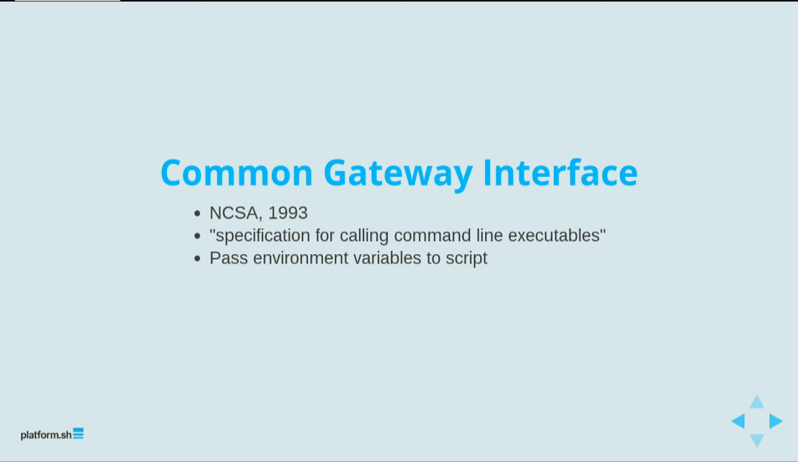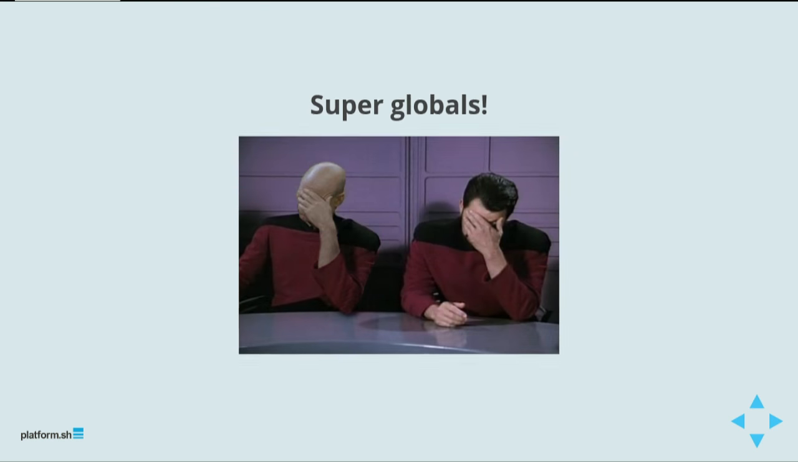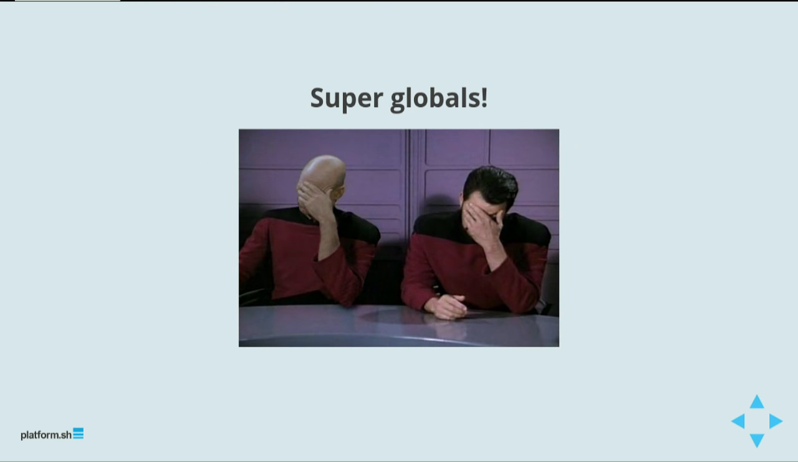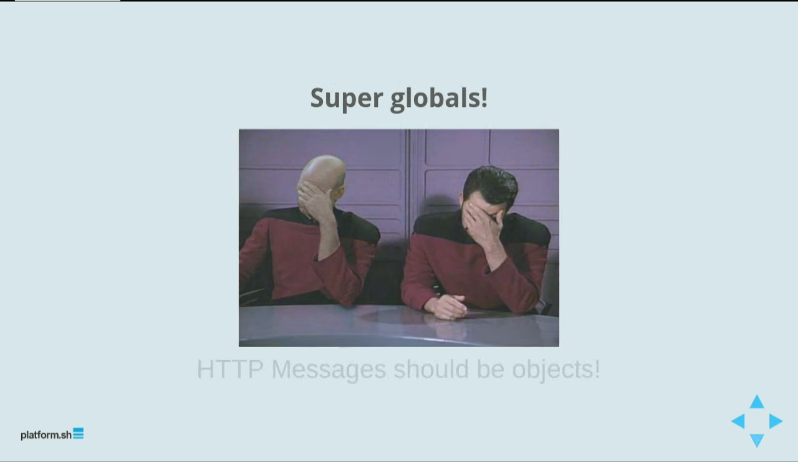Based on the idea of passing environment variables to a script, which means shoehorning HTTP into environment variables, like $_SERVER, which is terrible. Why is $_SERVER so weird and mixes so many things together in ugly ways? Because CGI. And also because super globals. No comment. I shouldn't need to explain to you why super globals are terrible anymore.